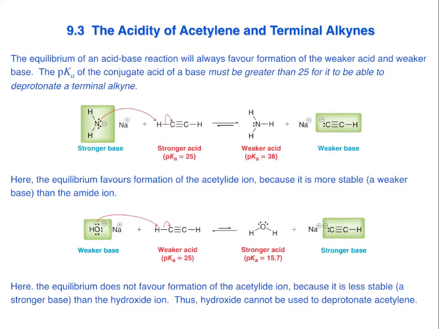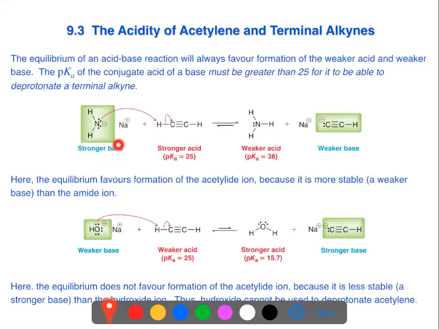And so you can see in this example, the base that we're using is sodium amide. The amide ion, a strong base, can be used to deprotonate the alkyne. The result of this acid-base reaction is the formation of a molecule of ammonia and the alkanide ion. So the equilibrium favors the formation of the acetylide ion because it is a more stable, weaker base than the amide ion.